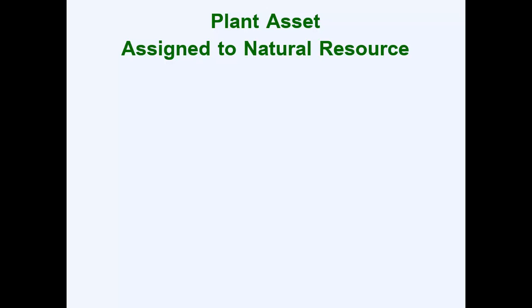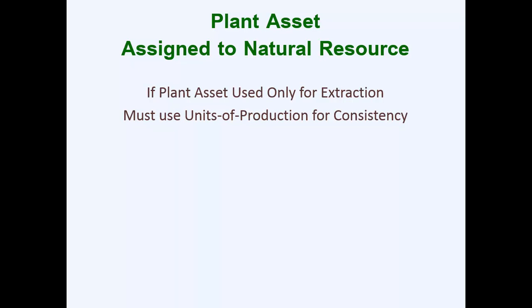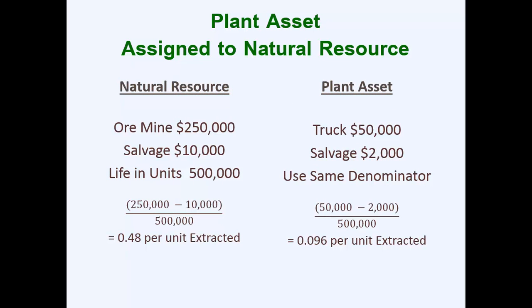Now, what if I have a plant asset set aside specifically to use only on the natural resource? Then you have to use the same method for consistency. So looking at a couple of examples here of the natural resource, you have the cost, salvage, estimated life in units.